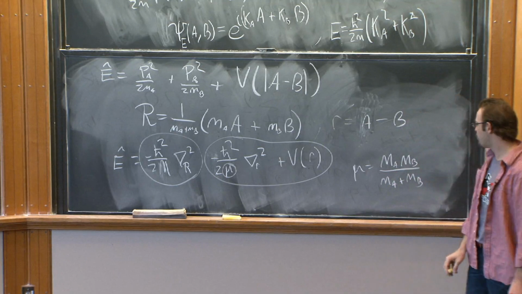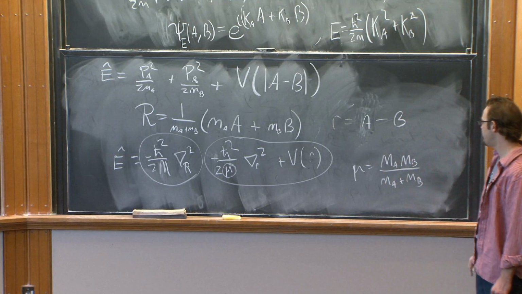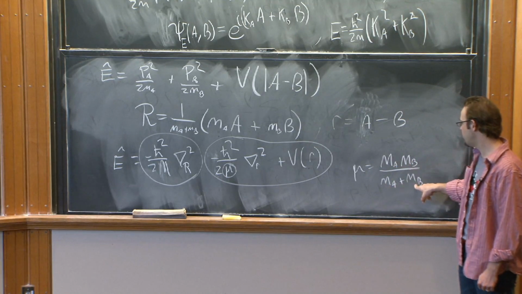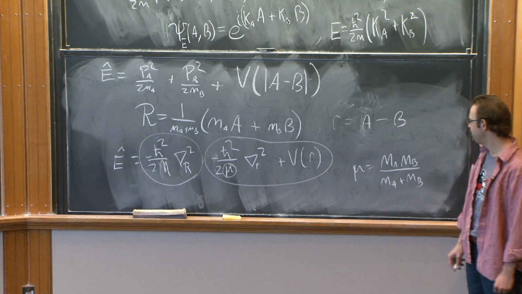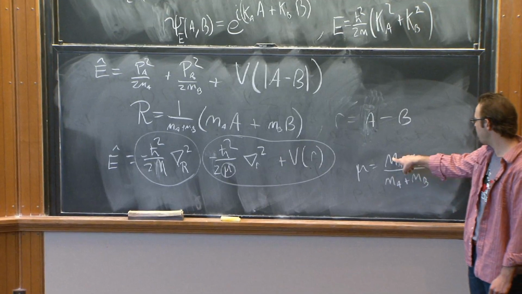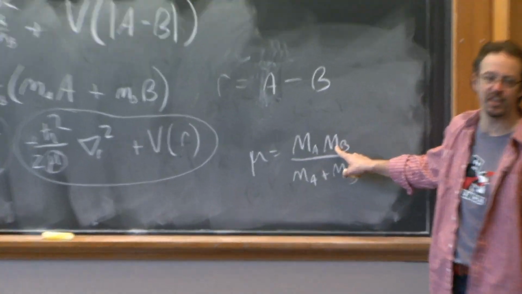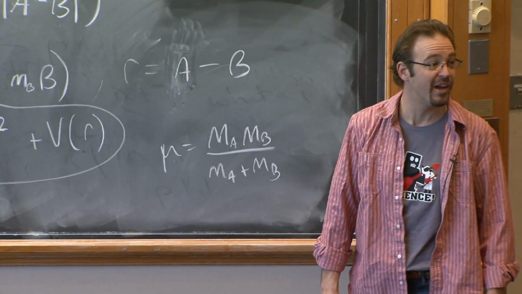Okay? Now, for a proton and an electron, if ma is the proton and mb is the electron, then this is proton times electron over proton plus electron, but the proton is about 2,000 times the mass of the electron. So this is basically the mass of the proton, and they factor out. So the effective reduced mass is roughly equal to the electron mass, with corrections of a part in 1,000.